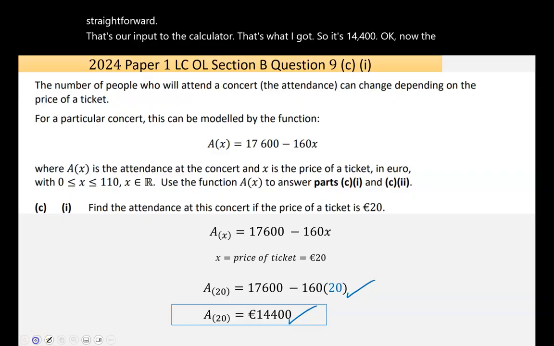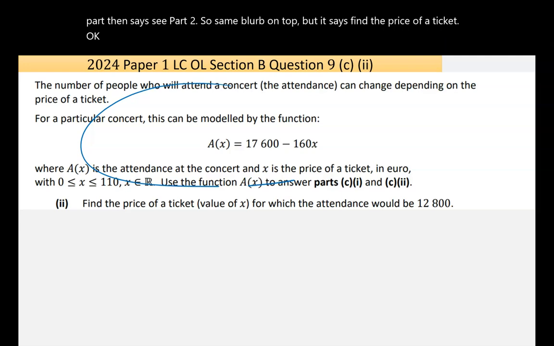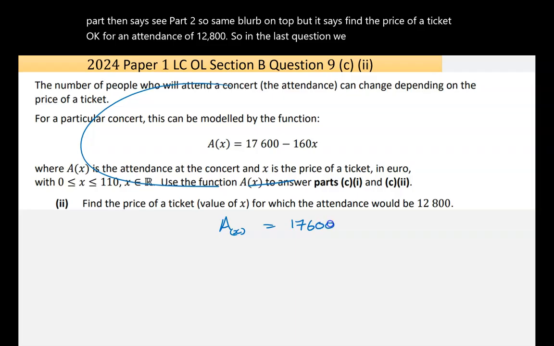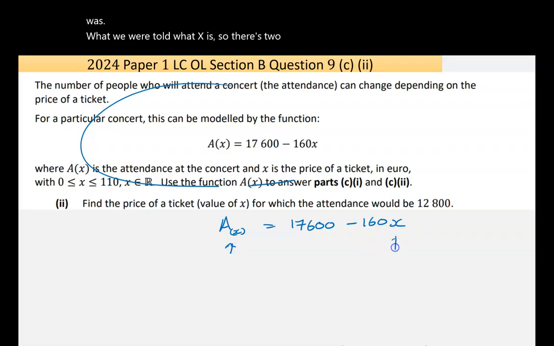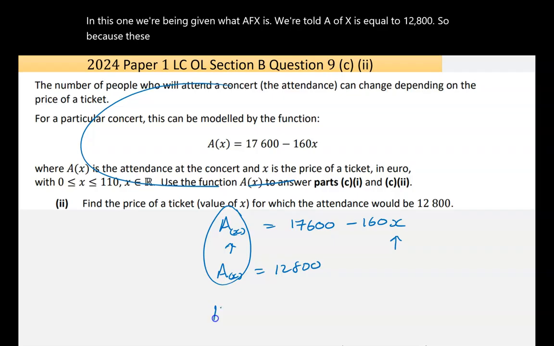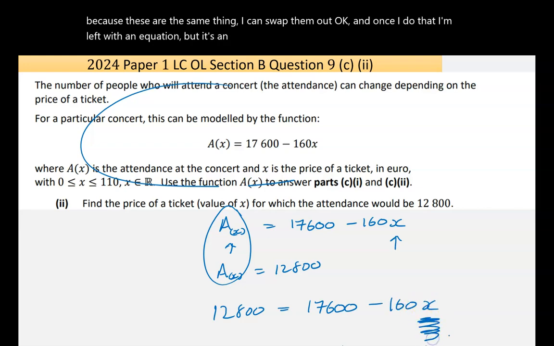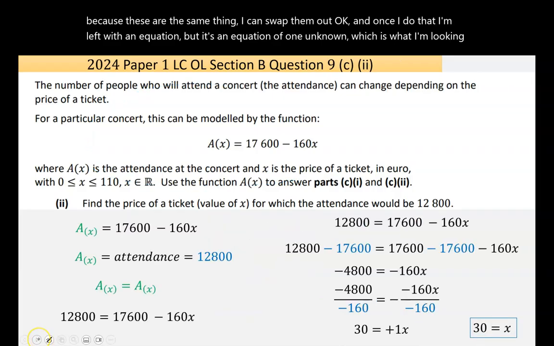Now, the next part then says C part 2. So same blurb on top, but it says find the price of a ticket, okay, for an attendance of 12,800. So in the last question, we didn't know what A of x was, but we were told what x is. So there's two unknowns. In this one, we're being given what A of x is. We're told A of x is equal to 12,800. So because these are the same thing, I can swap them out, and once I do that, I'm left with an equation of one unknown, which is what I'm looking for.